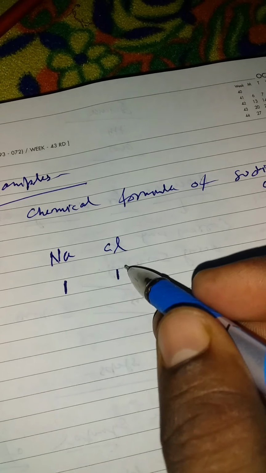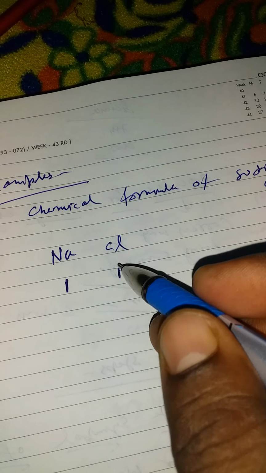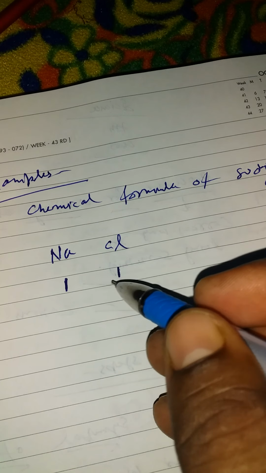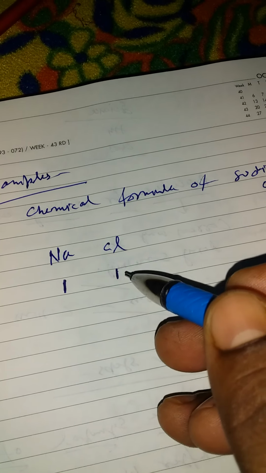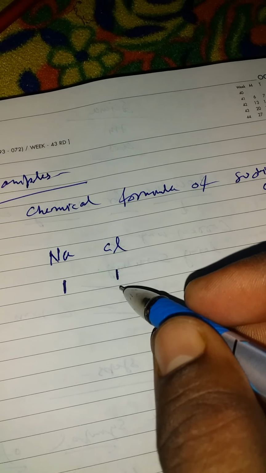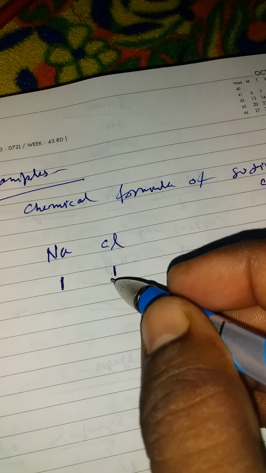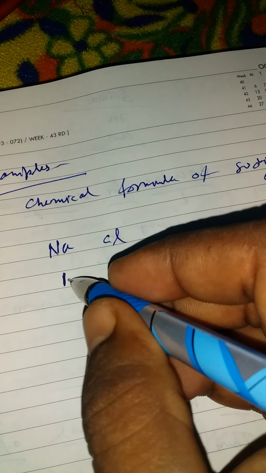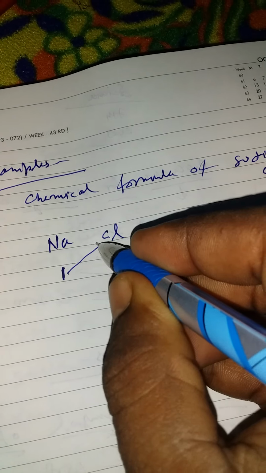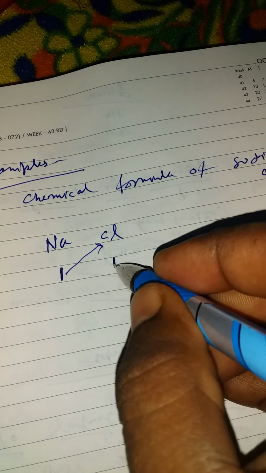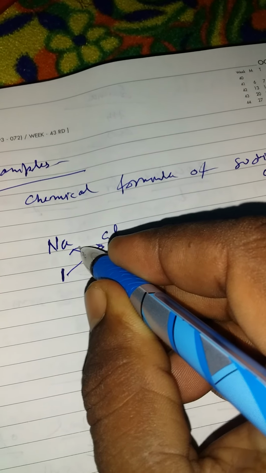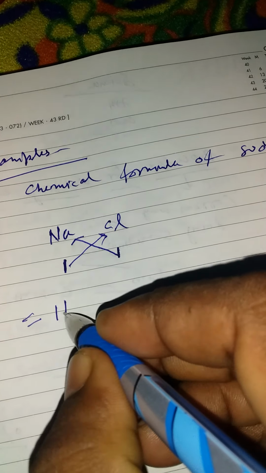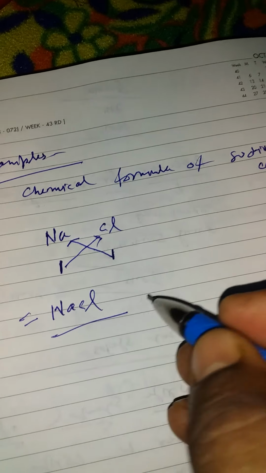So Na 1, Cl 1. Then after, if common factor is present, here there is no common factor, 1 is to 1. So at last we crisscross, that means the charge present in sodium goes to chlorine, and for chlorine goes to sodium. So we write the formula of sodium chloride NaCl.